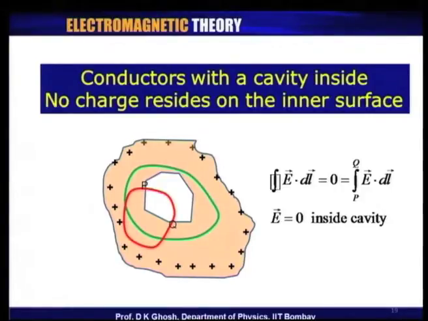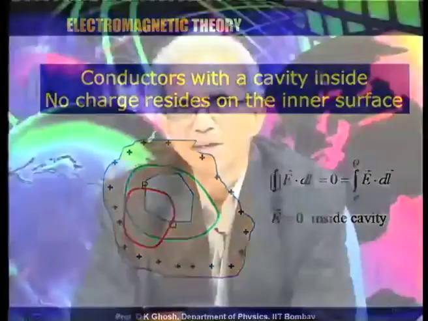Now, this is the principle which is adopted for making what is known as a Faraday's cage. And this tells us that electric field cannot penetrate a metal. So, if you want to insulate some particularly sensitive apparatus from external electric disturbances, you should encapsulate them inside a cavity within a metal.